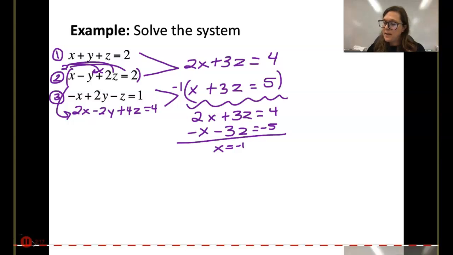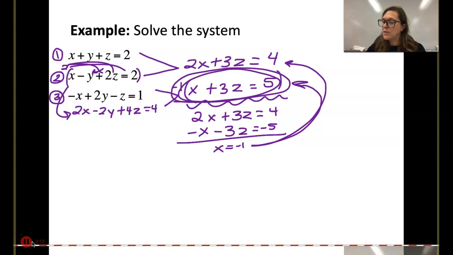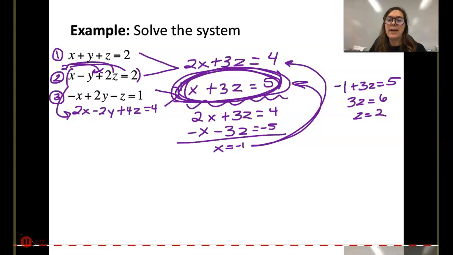Now let's get another variable. Well, I had 1. If I go up to one of these originals, I could get a second, which would be z. In this case, I'm going to go to the one that has the least amount of numbers, which is this guy right here. Okay, so we just said our x was negative 1, plus 3z is equal to 5. Adding 1 over gets us 3z equals 6. Dividing by 3 gets us z is equal to 2. All right, now I've got 2 out of the 3 that we need. I have an x, I have a z.